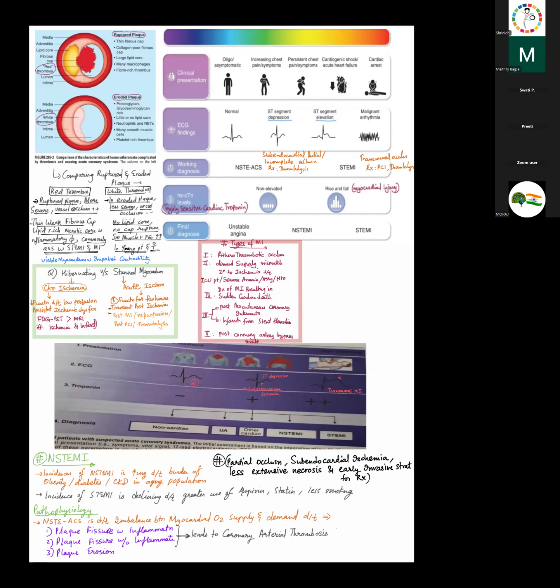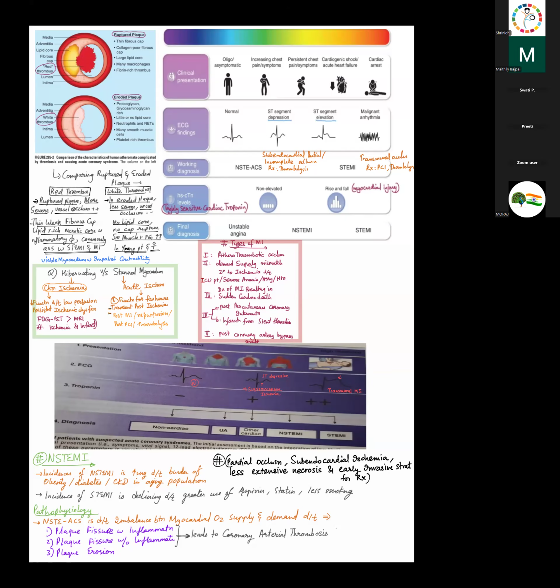So the red thrombus is more severe, and it occludes the vessel lumen completely, because it has a thin fibrous cap. It has a lipid-rich necrotic core with inflammatory macrophages, which is commonly associated with STEMI. Whereas the white plaque has no lipid core, has no cap rupture, and it is filled with smooth muscle and proteoglycan, and it is seen in young patients and females.